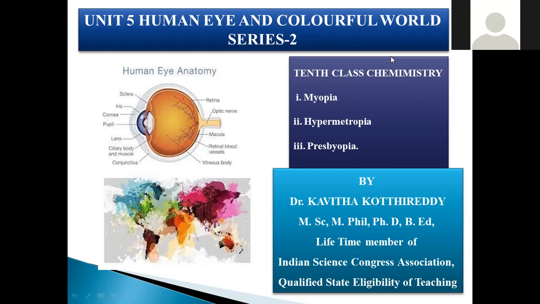In today's session, we are going to discuss the defects observed in vision. When problems arise in the human eye, what kinds of defects and vision impairments are possible, especially myopia, hypermetropia and presbyopia. These three topics are going to be covered in today's session. So let us enter into our actual concept.